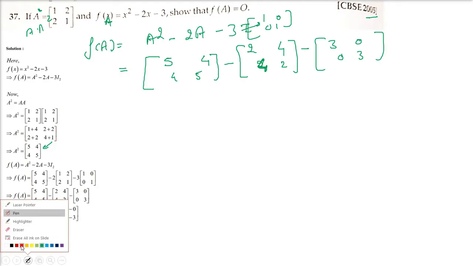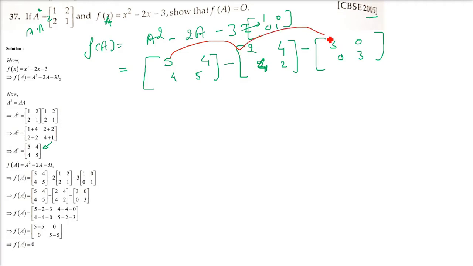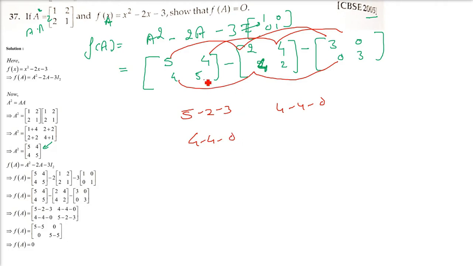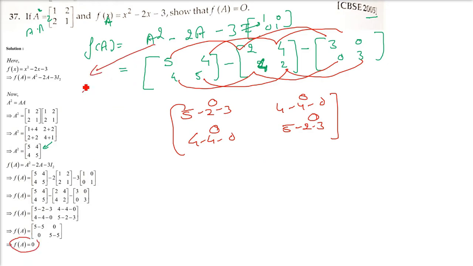Take a different color. 5 minus 2 minus 3, and that is actually 0. 4 minus 4 minus 0, that is also 0. 4 minus 4 minus 0, that is also 0. And 5 minus 2 minus 3, that is also 0. This is f(A) equals 0, and that is what needed to be found out. So we have shown it: f(A) equals 0 here.